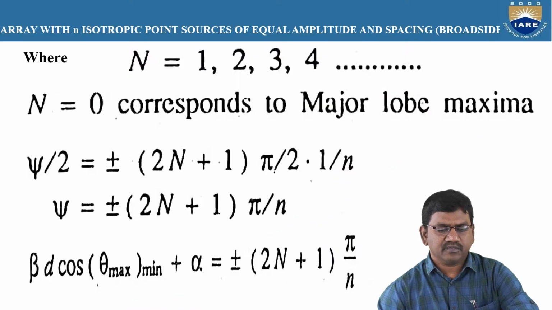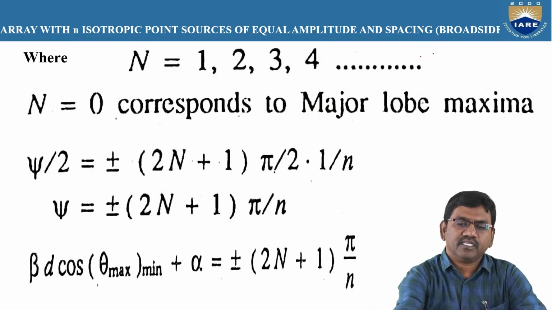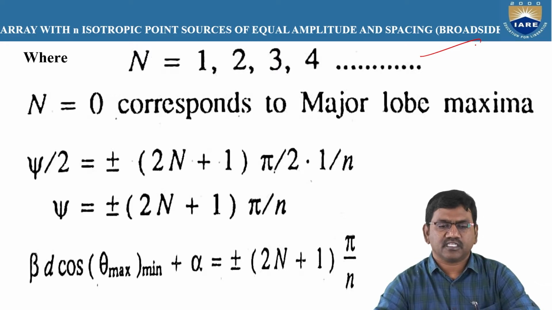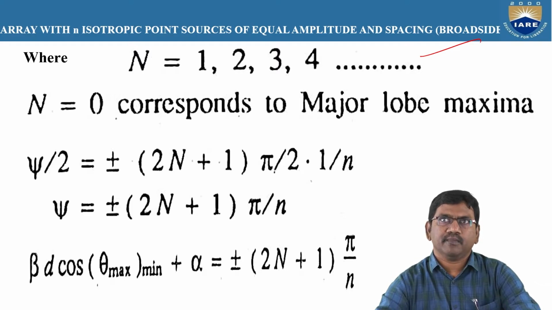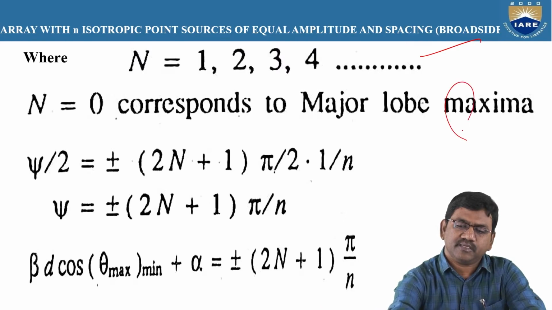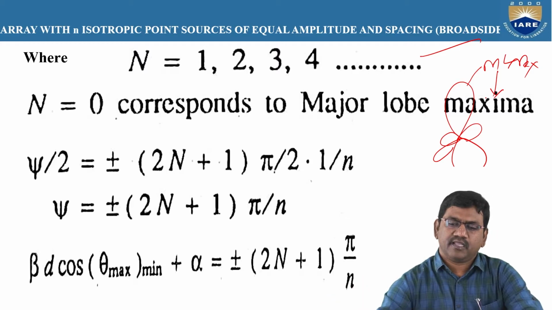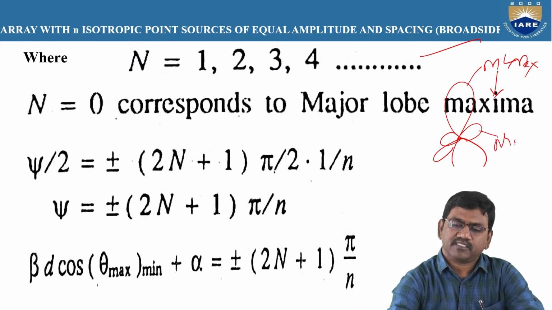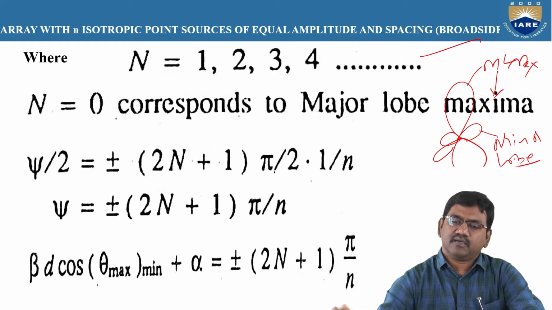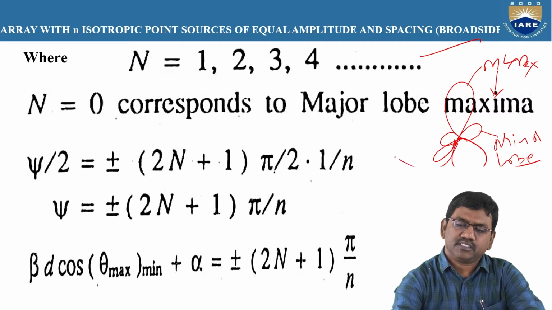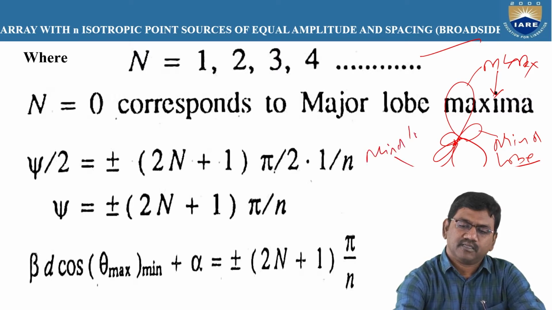Now if we substitute n is equal to 0, then what we will get? Here n is equal to 1, 2, 3, 4 are the number of elements corresponding to the major lobe maxima. This is the major lobe, this is the minor lobe. This is known as the major lobe maxima. And this is known as the minor lobe maxima. And this portion is known as the minor lobe minima.